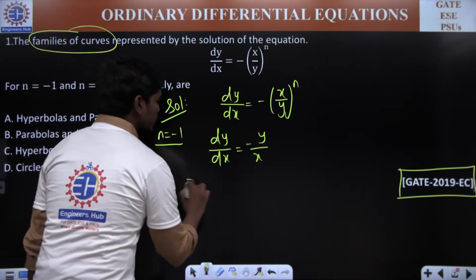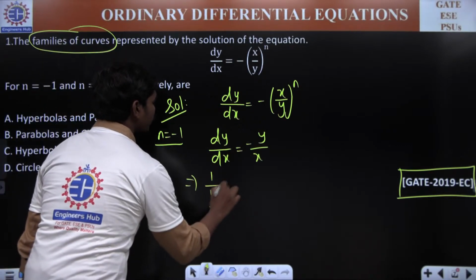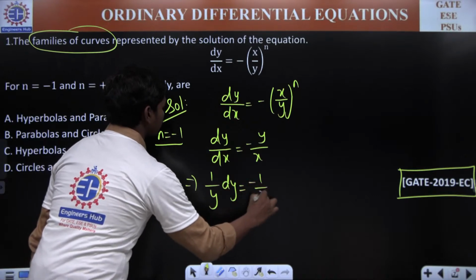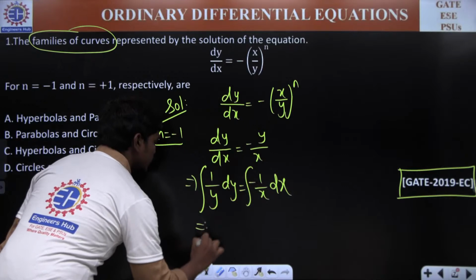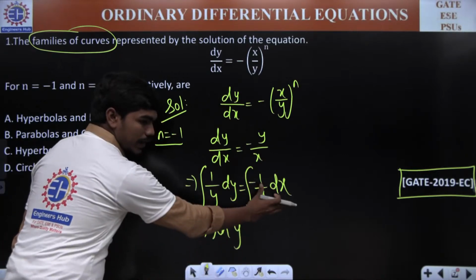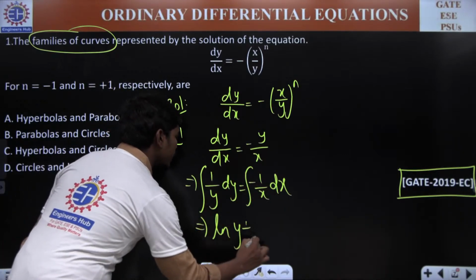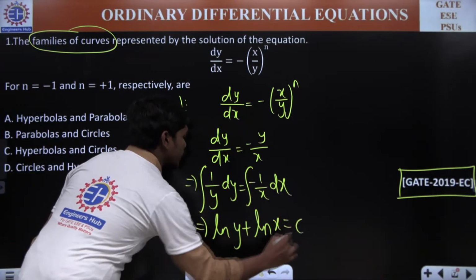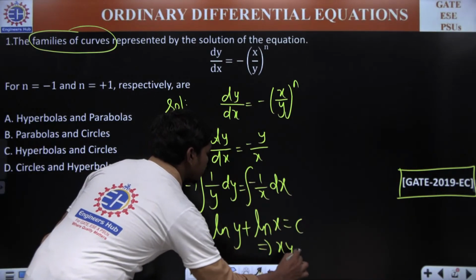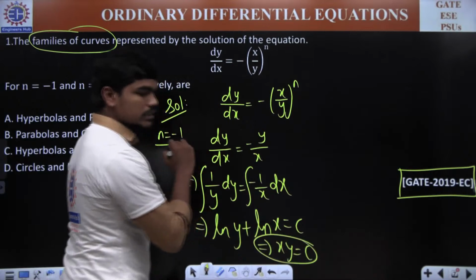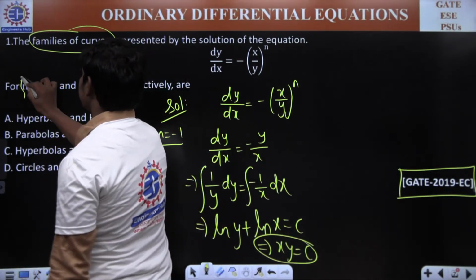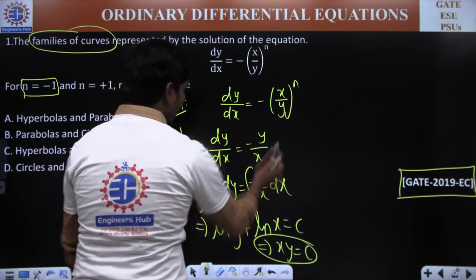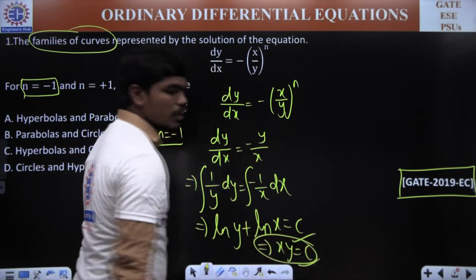Now, if I can write this, if you apply variable separable form, 1 by y dy is equal to minus 1 by x dx. So this is a variable separable form. If you integrate, this is ln y and this is minus ln x. So if you shift to the left hand side, this will be plus ln x is equal to constant, and this implies xy is equal to constant, and you know this represents a hyperbola, correct? So when n is equal to -1, for the first case, the option that you got is that this represents a family of hyperbolas.